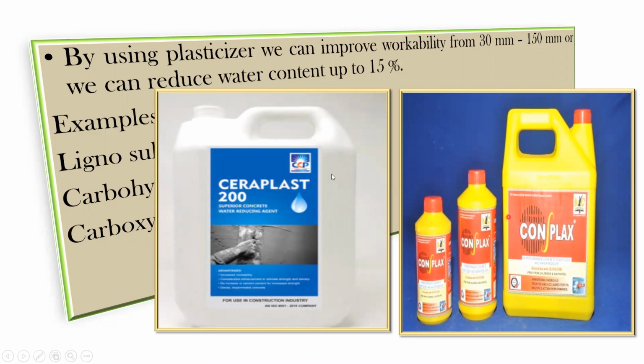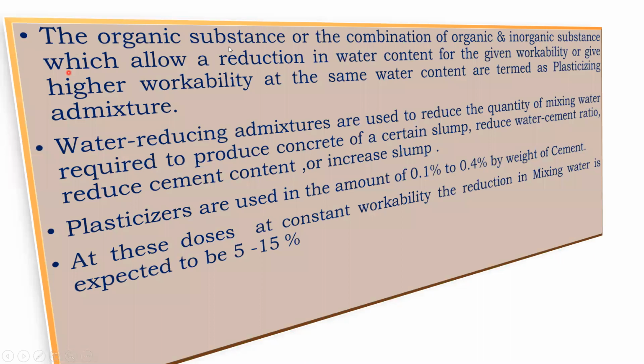So again, coming to the theory part, the organic substance or the combination of organic and inorganic substance which allow a reduction in the water content for the given workability or give higher workability at the same water content are termed as plasticizing admixture. If you want to put it in a better way, you can try to write this. Water reducing admixtures are used to reduce the quantity of the mixing water required to produce the concrete of a certain slump and reduce the water cement ratio, reduce the cement content, or to increase the slump. That is, how much amount of water has to be added, how much flowable my concrete has to be, so that we try to measure with the help of a slump.